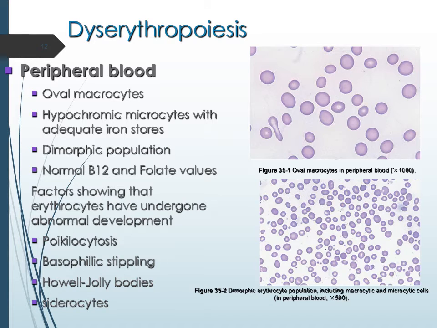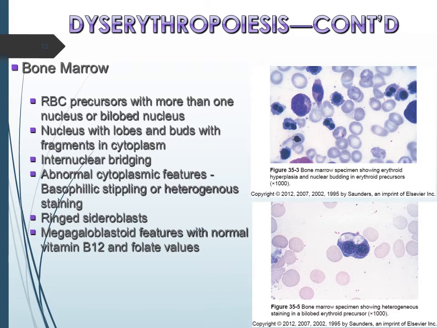Patients with MDS usually have anemia. Oval macrocytes are seen, as we mentioned earlier. Now let's look at the bone marrow. You'll see red blood cell precursors with more than one nucleus or abnormal nuclear shapes. The normally round nucleus has lobes or buds to it. Nuclear fragmentation may occur. There's internuclear bridging that occasionally occurs.